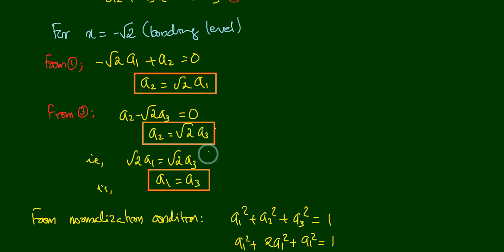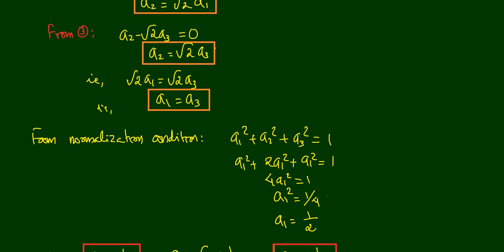And from these two, it is understood that A1 is equal to A3. Okay, A1 is equal to A3. And now we are going to apply the normalization condition. We only have the relative values of A1, A2 and A3. We don't know the absolute values. In order to get the absolute values, we go for the normalization condition.